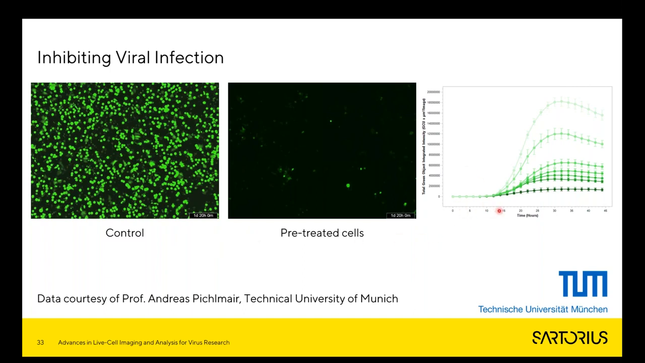The graph shown here on the right-hand side also shows the efficacy of inhibition using different viral titers. So what this really nicely shows is that functional assays can also be performed that are related to virus work on the Incucyte system.